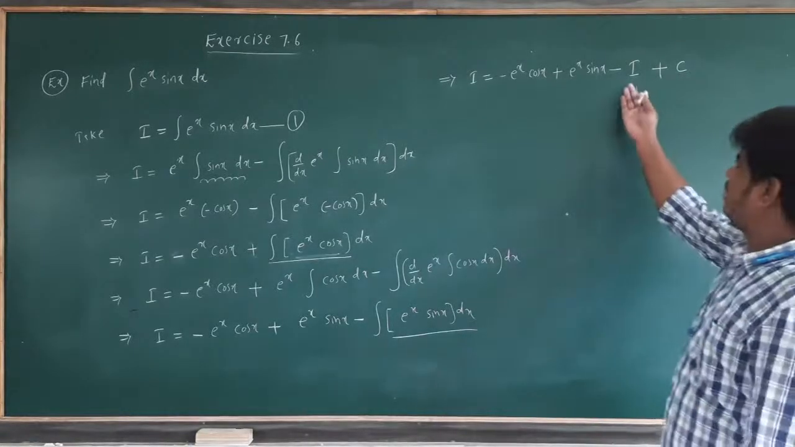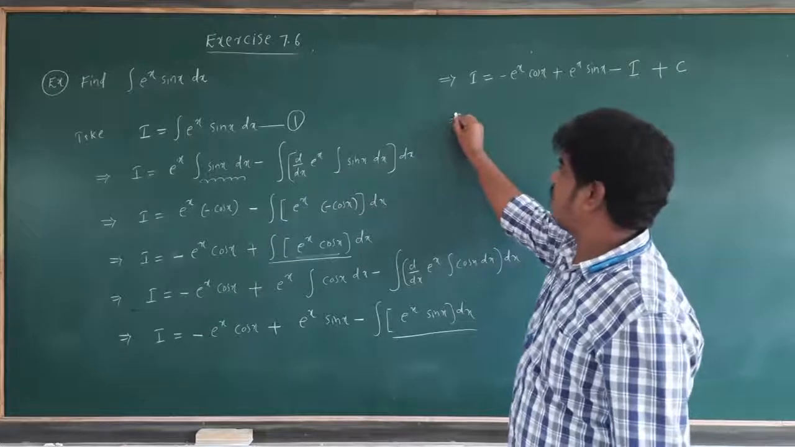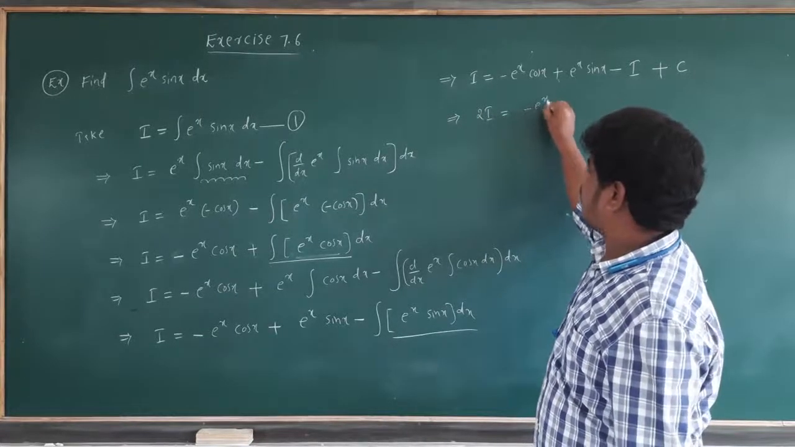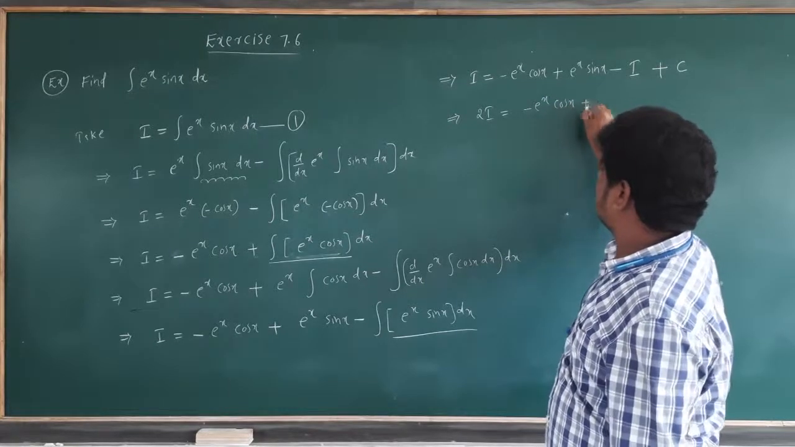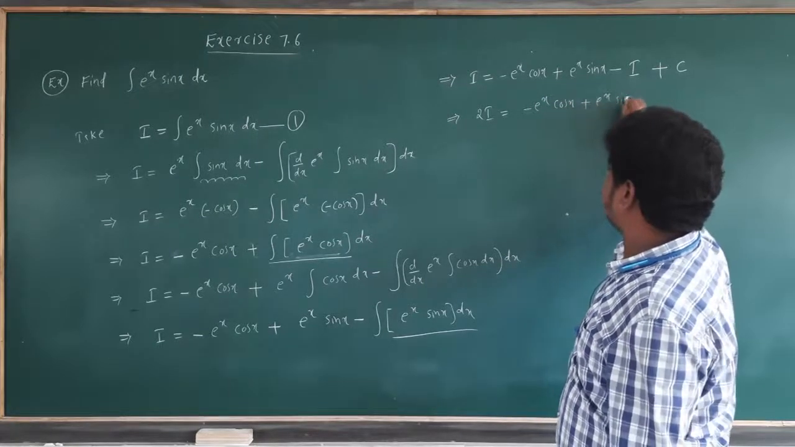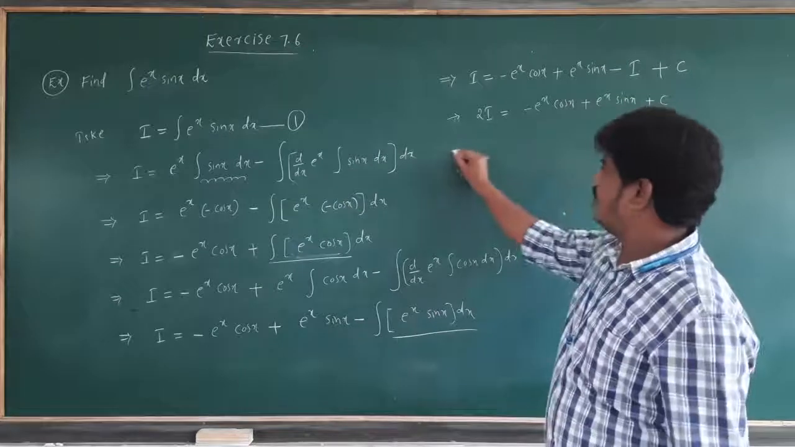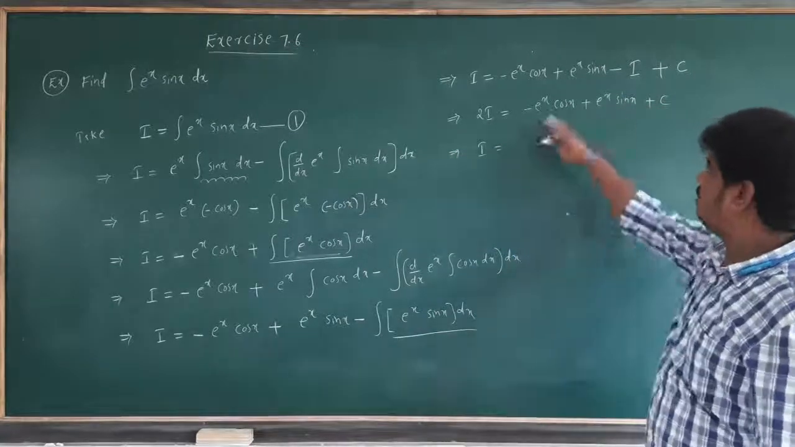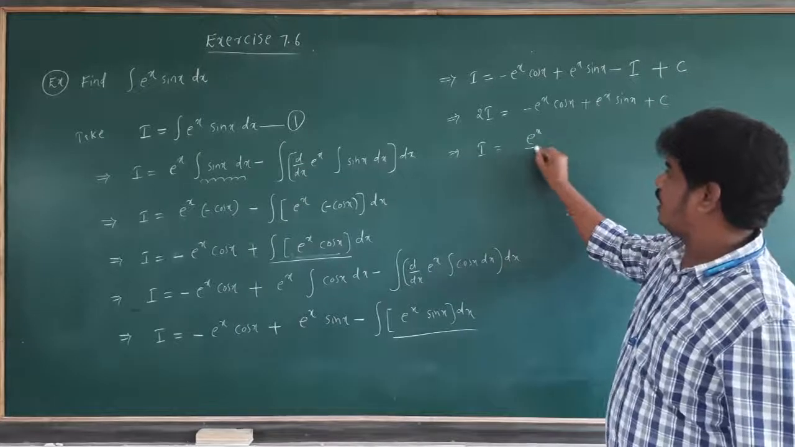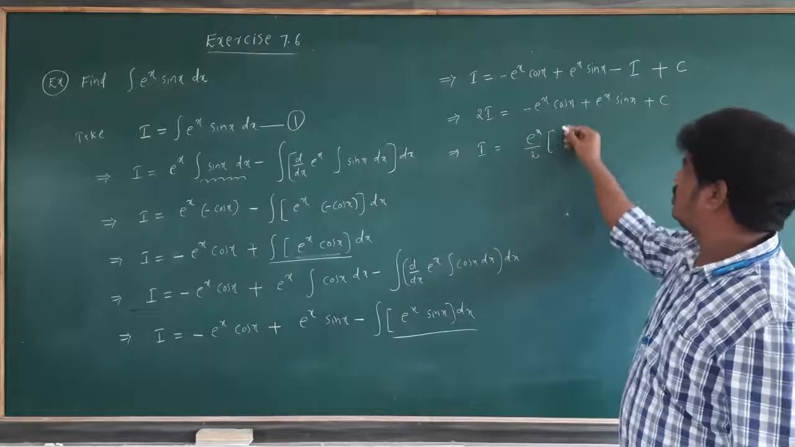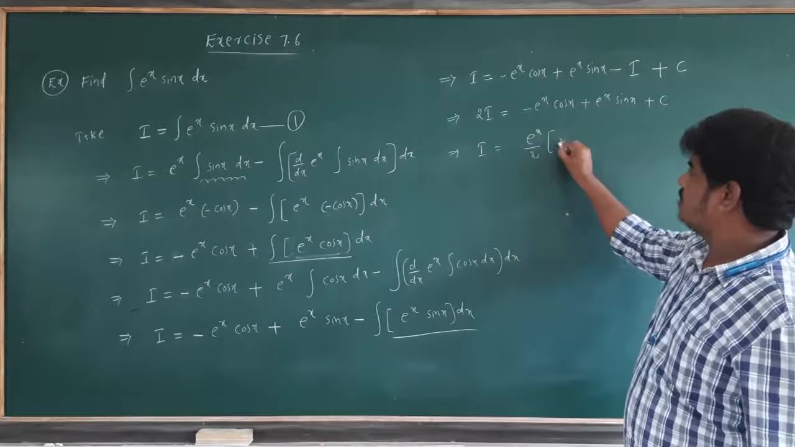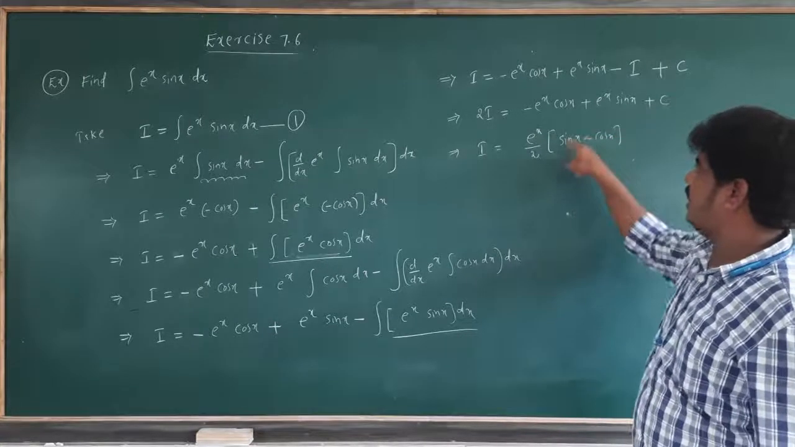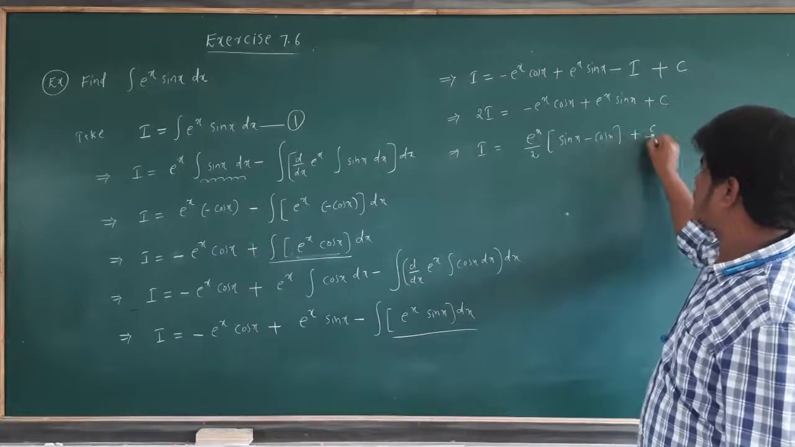Take this minus I to the left side, what do we have? 2I is equal to minus e power x cos x plus e power x sin x plus c. Now take this 2 to the right side, I is equal to what? I am taking e power x common: e power x by 2 into sin x minus cos x, plus c by 2.